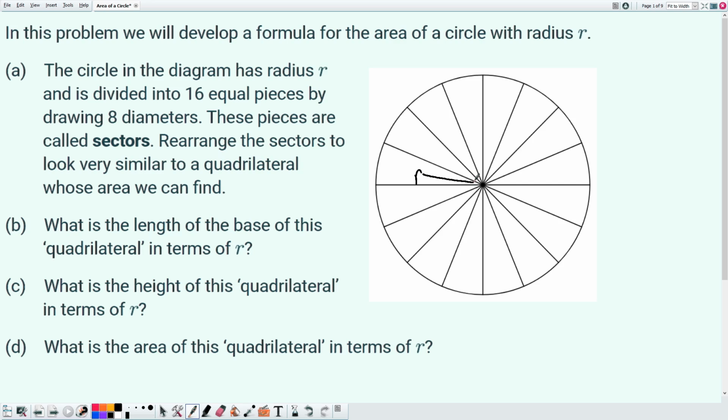So we can take a circle and split it into 16 equal pieces by drawing 8 diameters. These pieces are called sectors. Rearranged, the sectors look very similar to a quadrilateral whose area we can find. So we want to take each of these shapes and rearrange it into a quadrilateral because we know how to find the area of quadrilaterals.